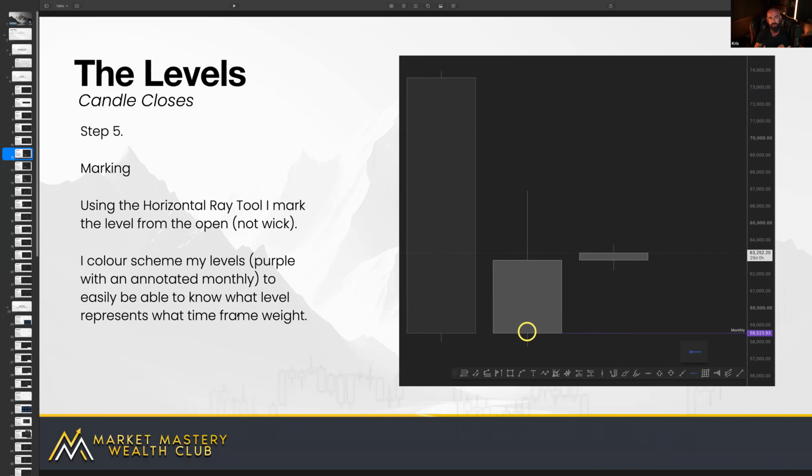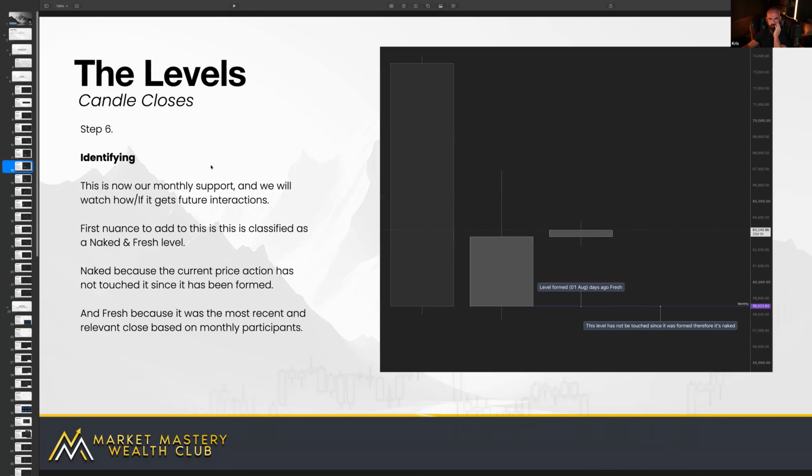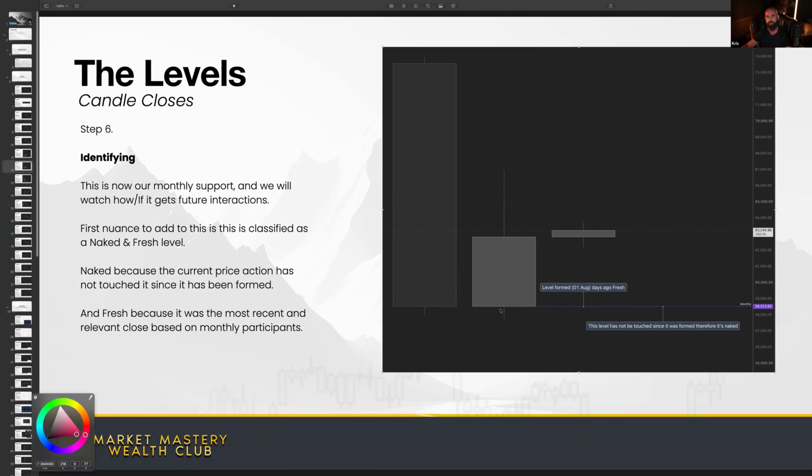It's purple, it's monthly. And then with the monthly, I can start adding extra little annotations to the end of it if it's been interacted with or broken or something like that. So identifying, this is now our monthly support, and we will watch how and if it gets future interactions. First nuance to add is this is classified as a naked fresh level, okay? So we've got the level that was formed at the start of the month, 1st of August, a nice fresh level that's come in here at the moment.